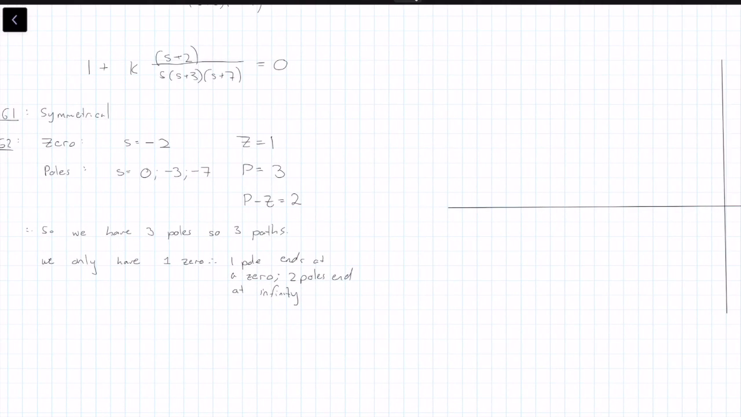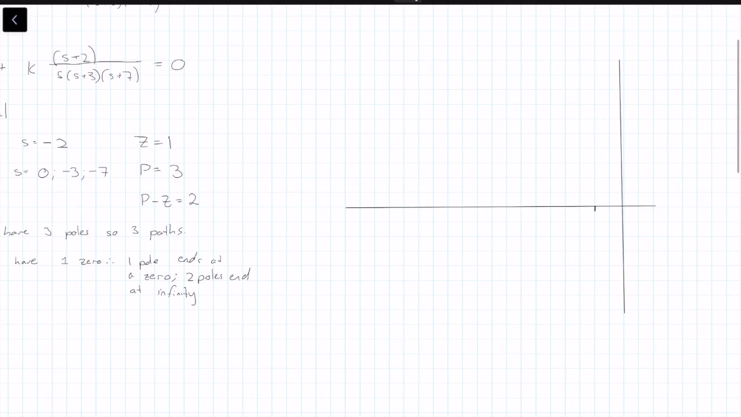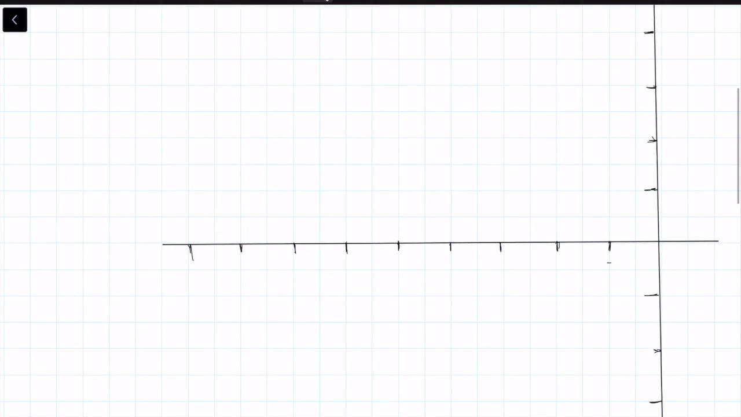My zero is at minus 2. Let's say that every 2 blocks is going to be 1 unit, and we'll follow the same scale above and below. I'll draw them both, seeing as we know that they're symmetrical. So the first point is s equals minus 2, and that is a zero, so we're going to draw a nice circle there. We have a zero at minus 2.